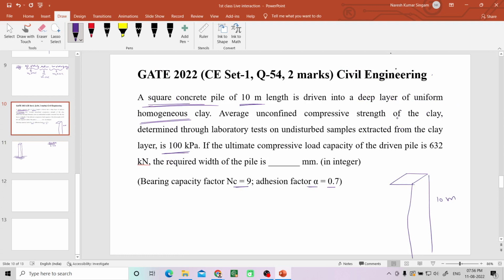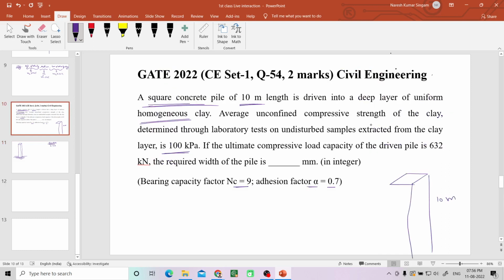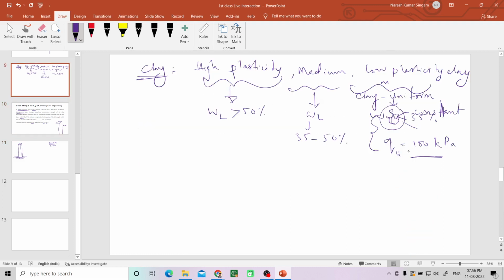So the average unconfined compressive strength of the clay is 100 kPa. Unconfined compressive strength is not the shear strength. Please remember that. It is denoted by QU is 100. SU is shear strength. How SU and QU are related, I will explain now. And the ultimate compressive load capacity of the driven pile, so the pile has some compressive capacity, let us say Q of the pile is the compressive load capacity of the pile.